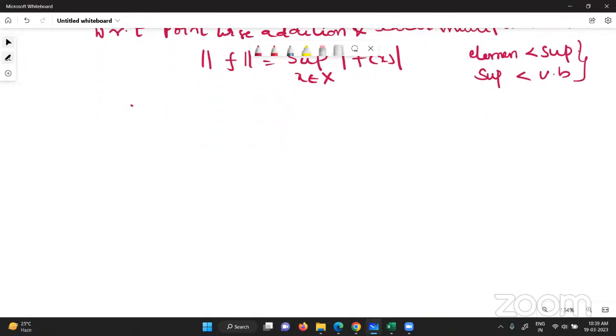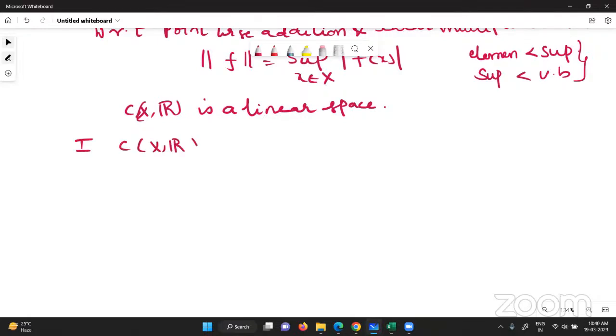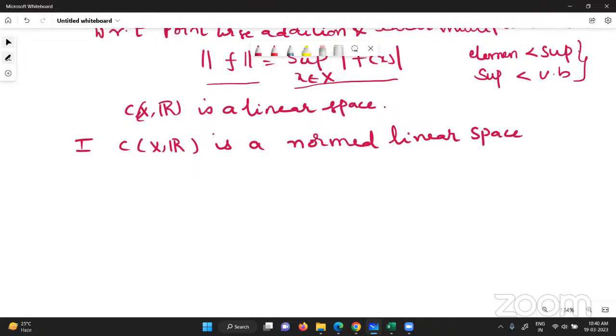Clearly, we know that the set of all continuous functions on R is a linear space. What is a Banach space? A normed space is a Banach space if every Cauchy sequence is convergent. So what do you have to prove? First, we have to prove that C(X,R) is a normed linear space. That means the norm, whatever you have defined, satisfies the properties of a norm.